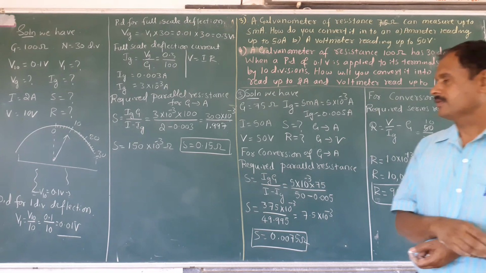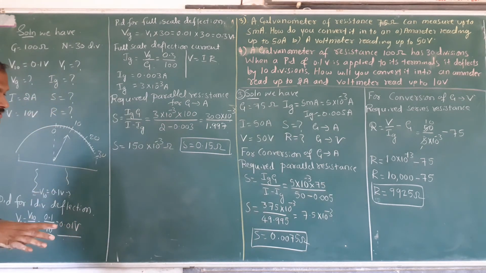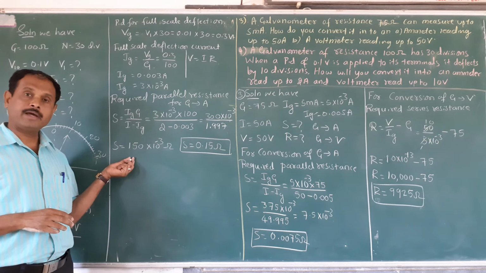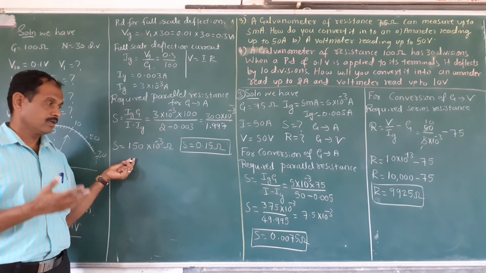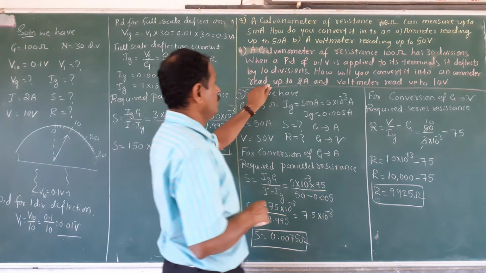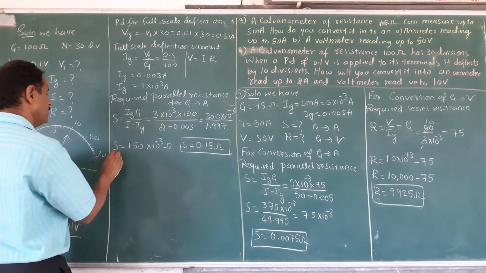Once again I repeat. When the 0.15 ohm small resistance, low resistance, is connected in parallel with the galvanometer, then it is converted into an ammeter of range 0 to 2 ampere. Like that you have to write.